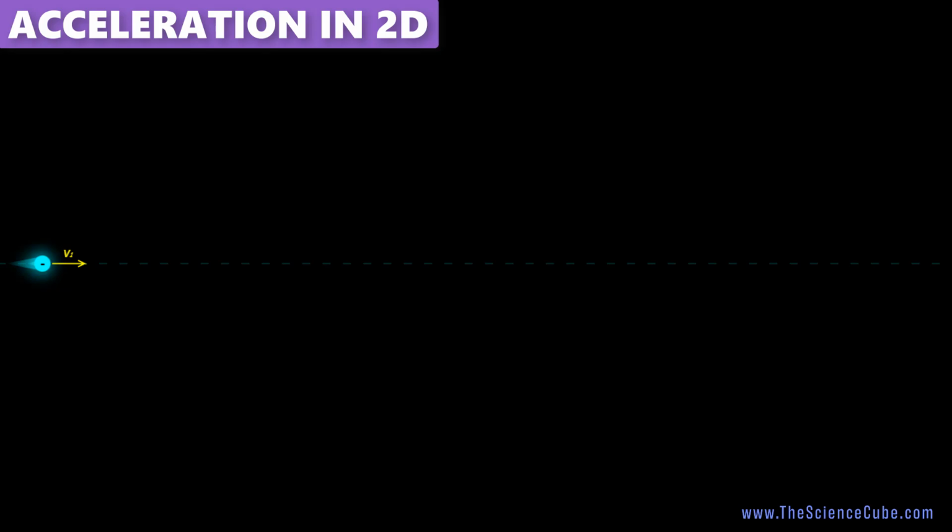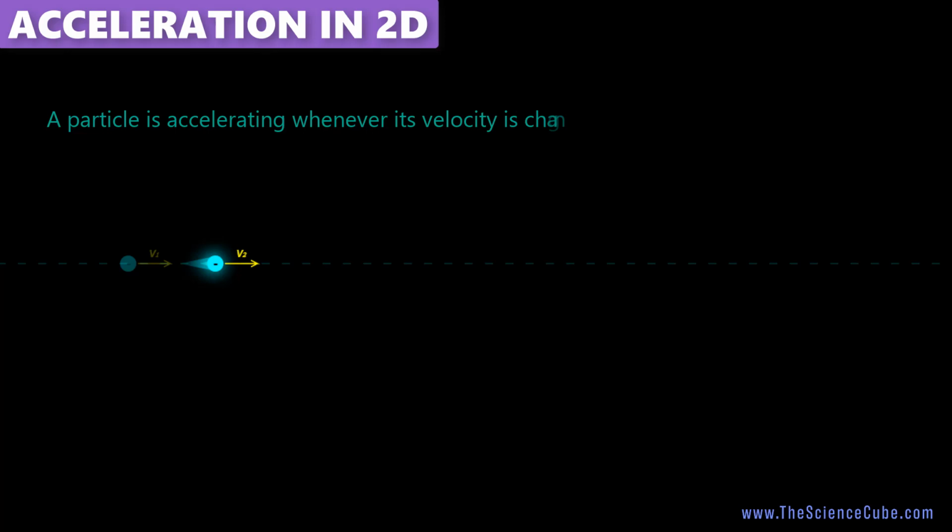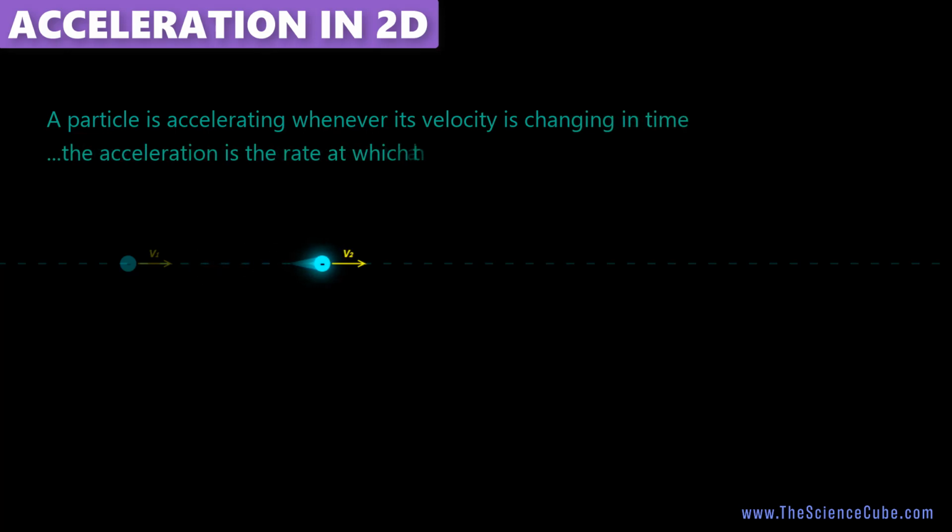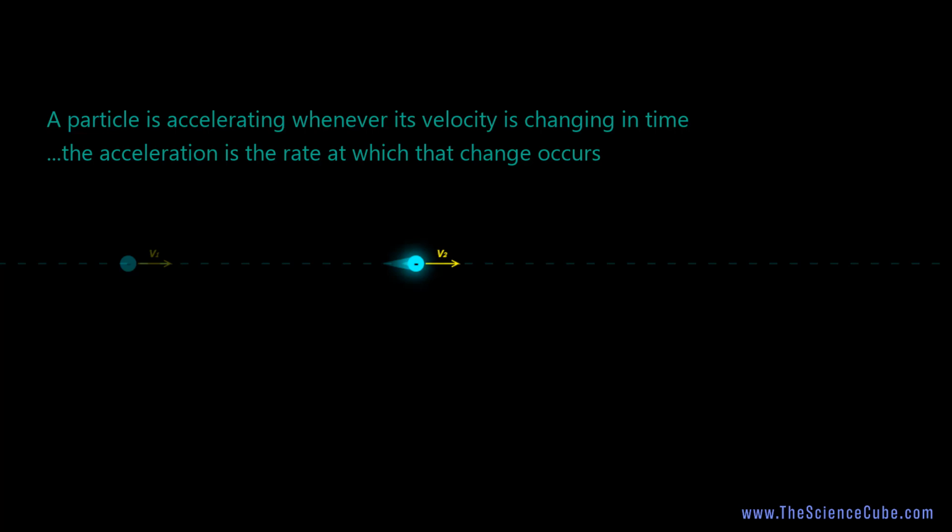Here is a simple idea, but it catches almost every student off guard. A particle is accelerating whenever its velocity is changing in time, and the acceleration is the rate at which the change occurs. Well, you might say it sits perfectly well with you. To this, I would say, read the sentence again, because a trap is hiding in plain sight.